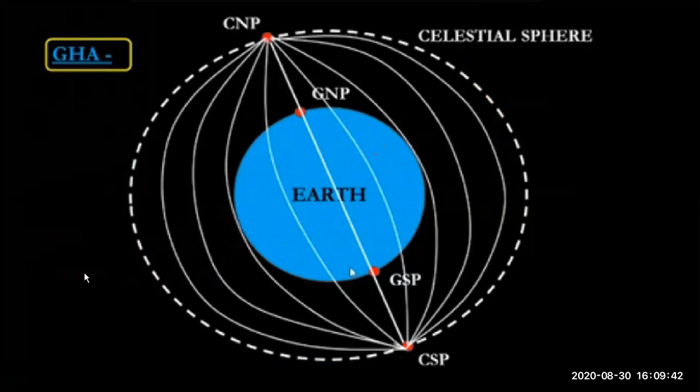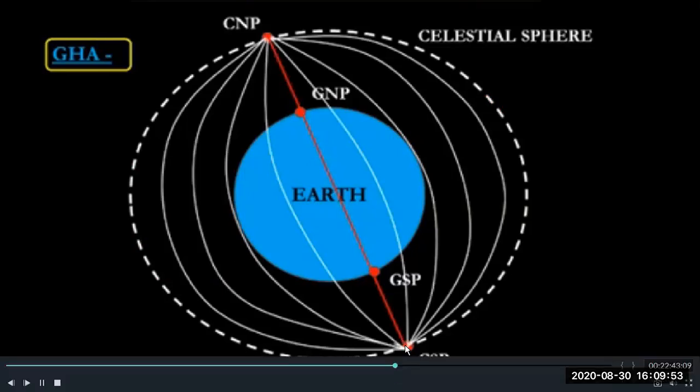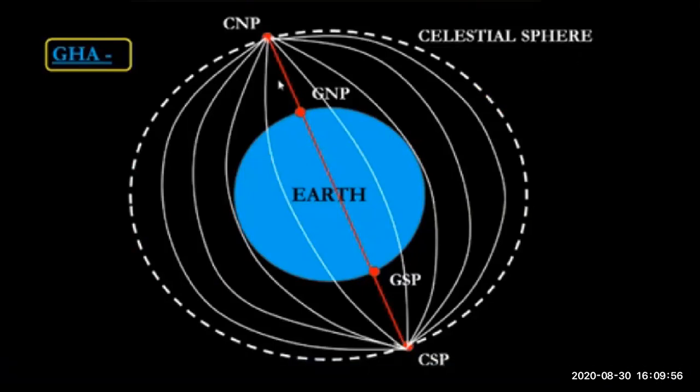So since the word suggests Greenwich, let us take a celestial meridian which is passing through the Greenwich, this red one. So this red line is the celestial meridian which is passing through the Greenwich. Now let's bring the equinoctial. So this is the equinoctial of the celestial sphere. Now we know that this equinoctial is a great circle which is passing through the center of the earth. So if I take a part of this equinoctial, we can call it the arc. So part of the equinoctial will be the arc of the equinoctial.